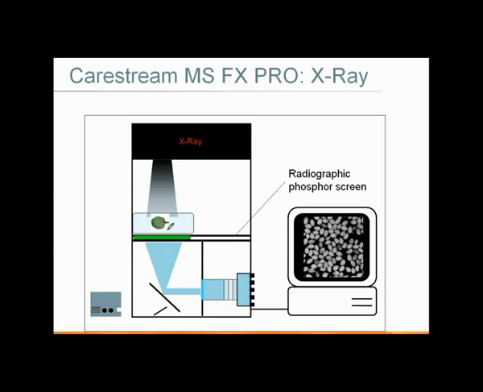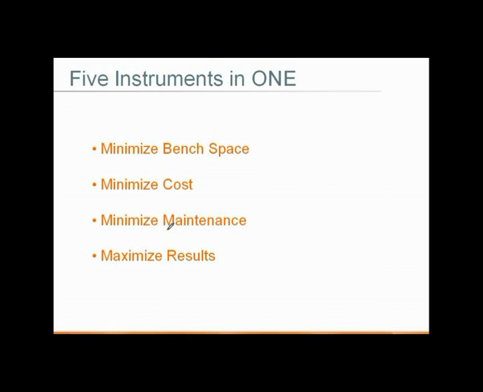As you notice, the sample itself never has to move as you switch between modalities. So we can directly co-register any of these modalities with one another without requiring any image warping. Essentially, this system is 5-in-1. That allows you to minimize bench space, cost, as well as maintenance, and maximize your results by having the versatility to conduct nearly any kind of molecular imaging experiment that you might want.